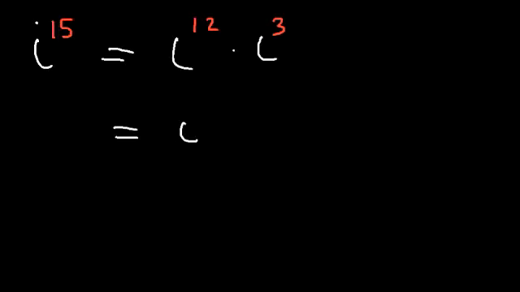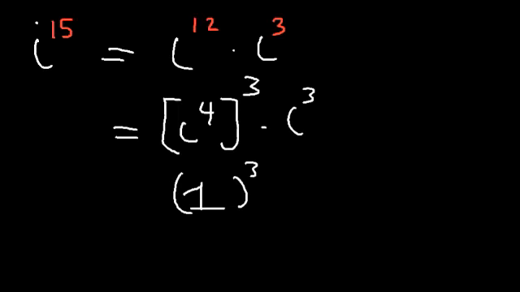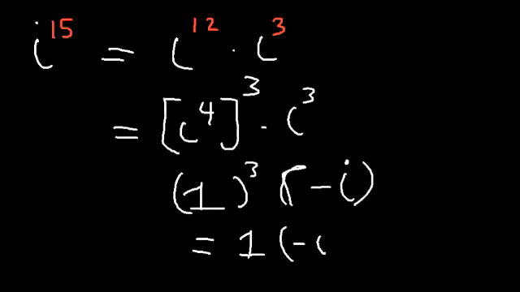And i to the 12th is i to the 4th raised to the third power, which is 1 to the third power. And we know that i cubed is equal to negative i. So the final answer is 1 times negative i, or simply negative i.